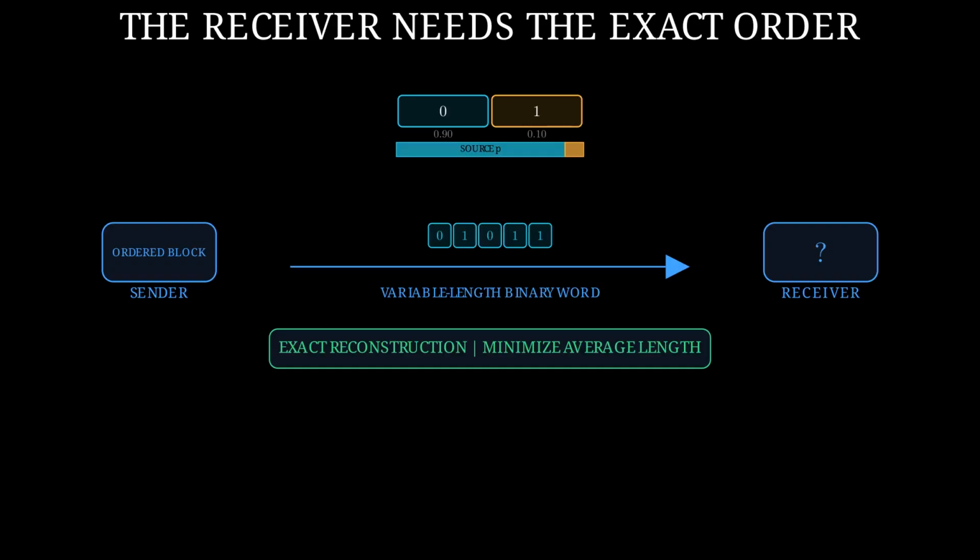The sender may replace a source block with a variable length binary word. The receiver must reconstruct every output exactly, and we score the average transmitted length under this source model.